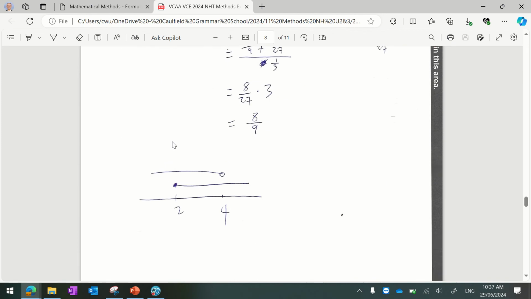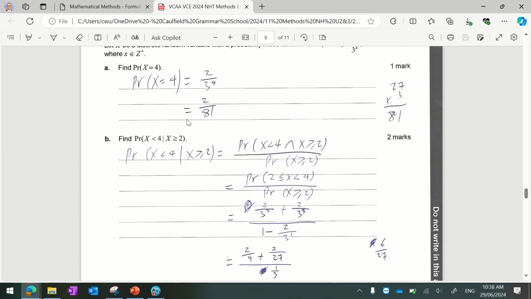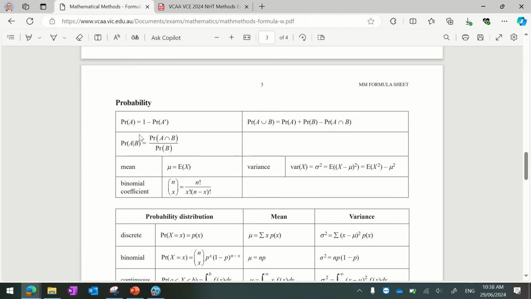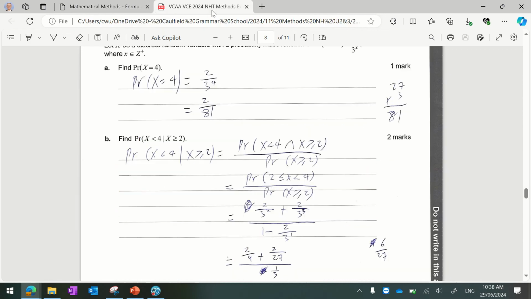And then a conditional probability question, which is quite straightforward. You're just going into the formula for conditional probability. I think that's also in the formula sheet. So if you ever forget the formula for conditional probability, it's here. If you memorize it, it's better.